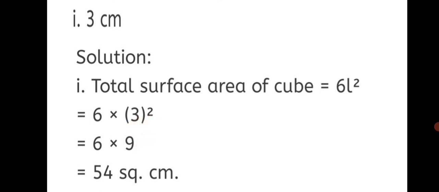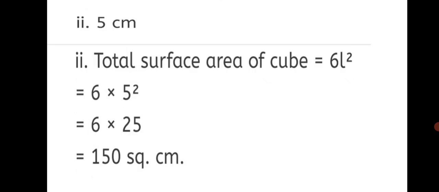6 into 9 is 54 square centimeter. So this way we are going to write the same formula, total surface area of cube is equal to 6L square, for all 5 sub questions, and find out the total surface area of that particular cube with that particular side given. So let's move on to sub question 2.